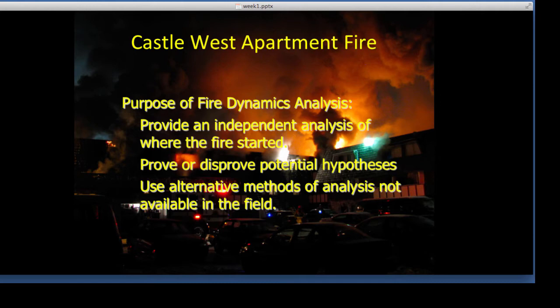Do they agree with the fire dynamics that might be proposed by the hypotheses that we're coming up with, or were we missing something on the scene? So the analysis and testing I'm going to show you let us test out different theories, different hypotheses, to try to figure out where this fire started.